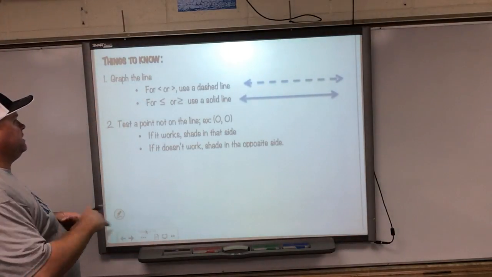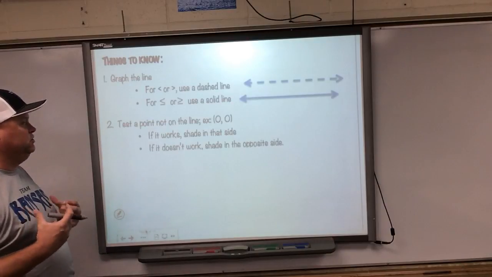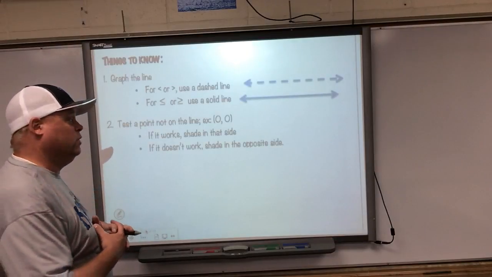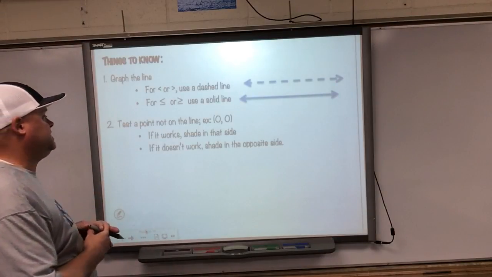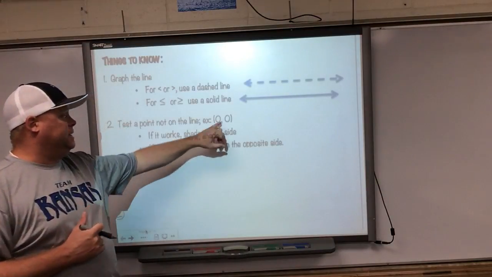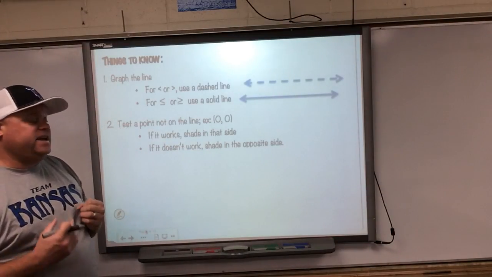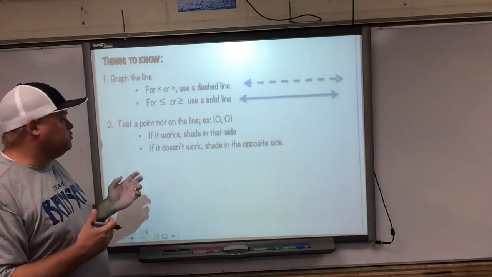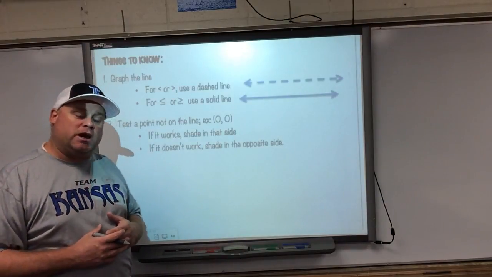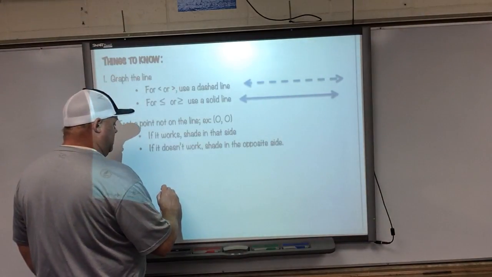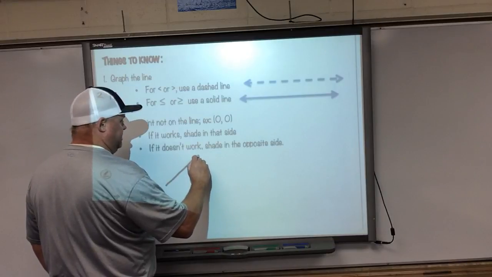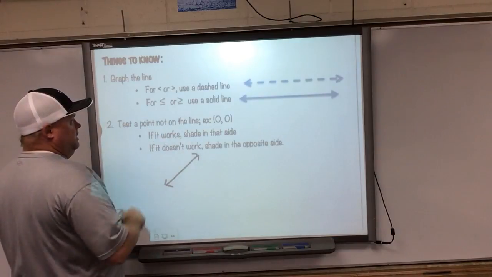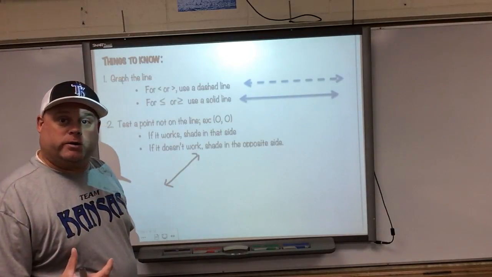Okay? And the other thing I need you to think back to from Algebra 1, and somewhat geometry, because you could have covered some of this in geometry as well: when you test a point not on the line, for example 0, 0, if it works, then we're going to shade that direction. And if it doesn't work, we're going to shade in the opposite direction. What I mean by that is, if I have a positive slope line, and it's either a less than or equal to or greater than or equal to.